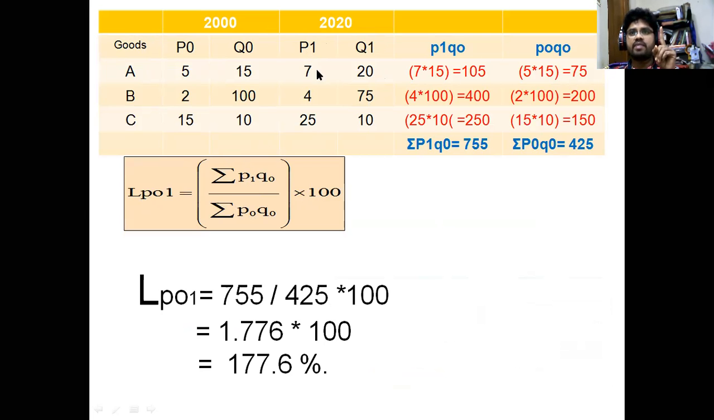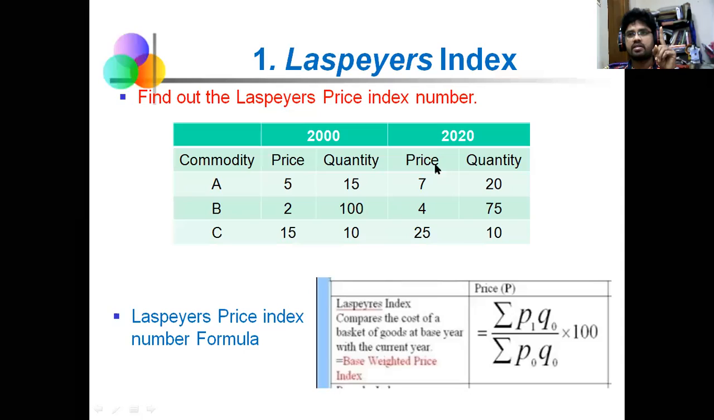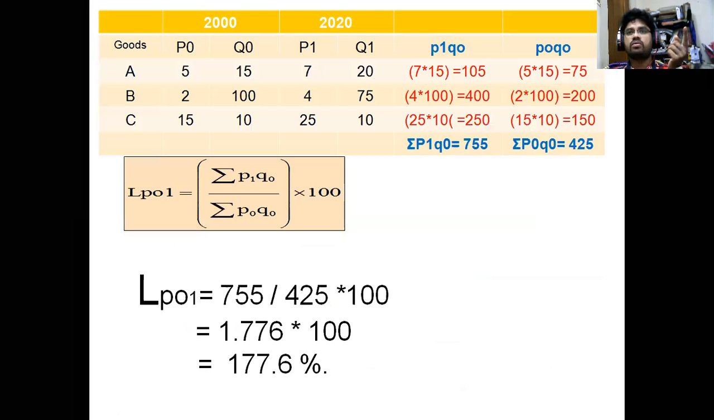See here, I mentioned P1, but here I did not mention the P1. So a base here, nothing but we need to put P0, here Q0, here P1, here Q1. Sometimes they will not mention, sometimes they will mention. That's why I mentioned here P0, nothing but price in base year, quantity in base year, and P1, nothing but price in current year and quantity in current year, right?